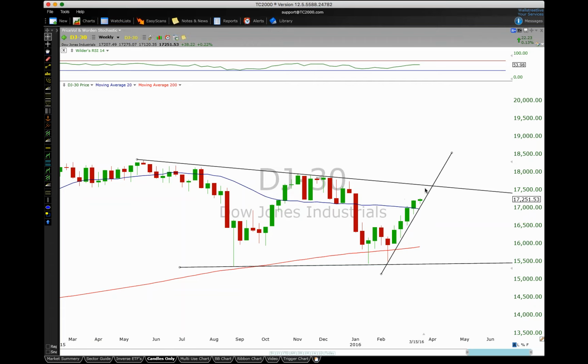Okay, so three candles would take us up to this trend line right here on the weekly, and the date for this to happen is the 1st, April 1st. Okay, which is going to be quarter end, right?